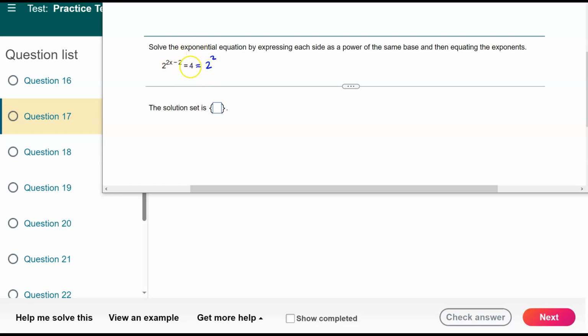Now that they are of the same base, you just take the exponents: 2x minus 2 and the exponent here, and then you equate them. So 2x minus 2 is equal to 2. Then you solve for x. You add 2 on both sides of the equation. That becomes 0, and that becomes 4. So 2x is equal to 4. Then you divide both sides by 2, so x is equal to 2. The solution set is x equals 2, so you just write 2 here.